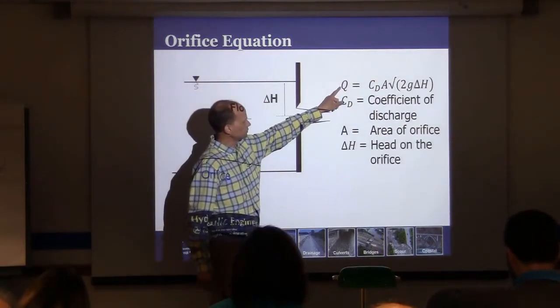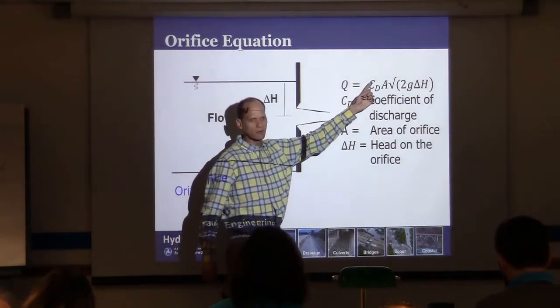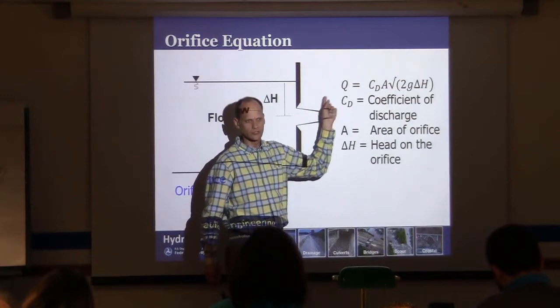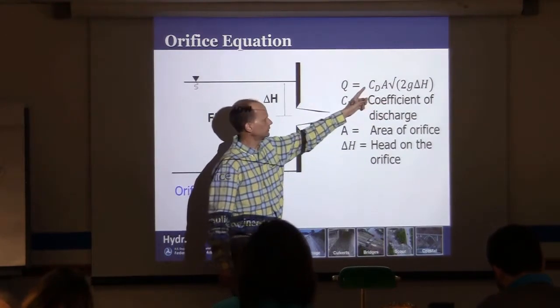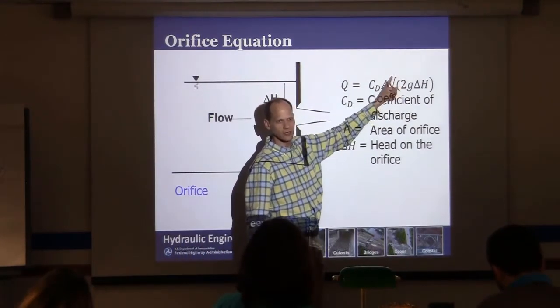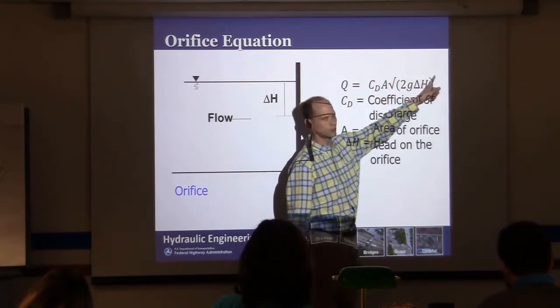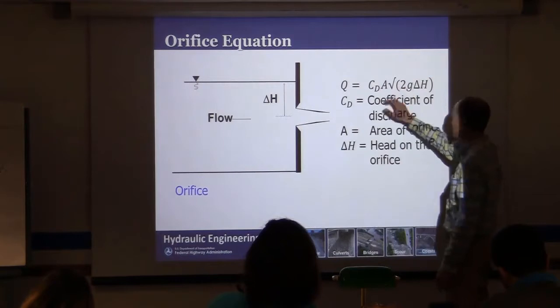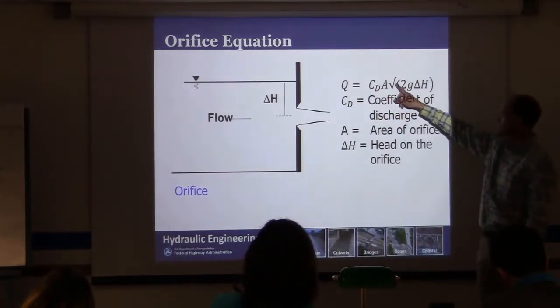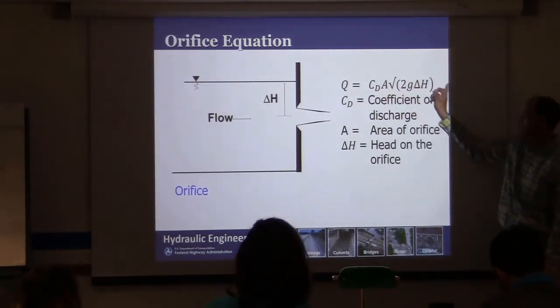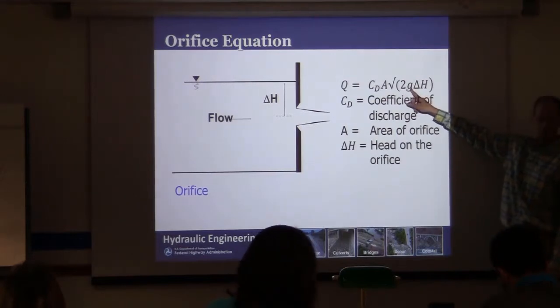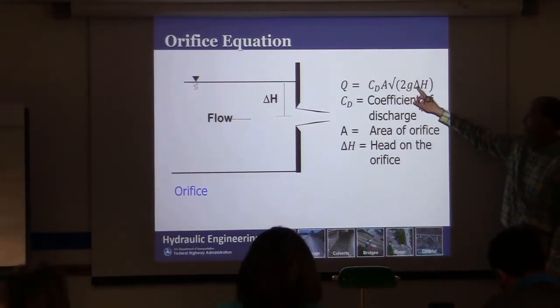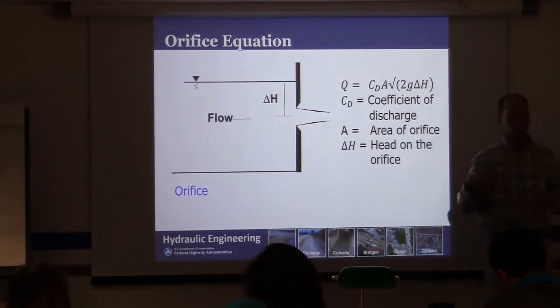And then the orifice equation is simply this. I was having trouble with the equation editor in PowerPoint. It kind of truncates the square root sign, but this should be all the way over here. Does that make sense? So all of this is under the square root sign. So it's the coefficient of discharge times the area of the orifice times the square root of 2 times gravitational acceleration, 32.2, times delta H. So again, very straightforward.